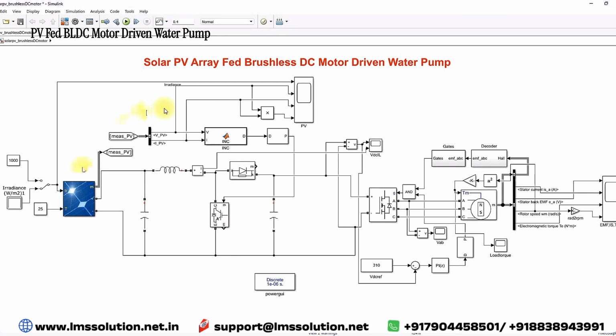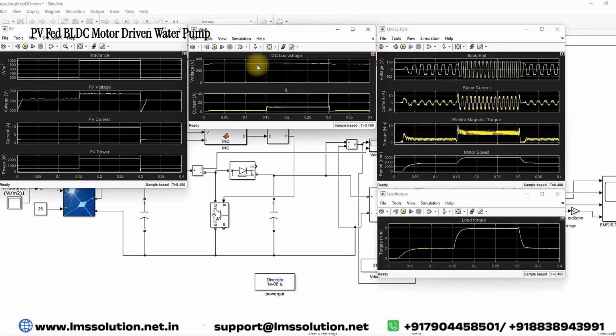Here this simulation model is going to be tested under two conditions. One is the constant irradiation condition. That means here we are going to fix 1000 watts per meter square, and then you have to check the results. Here we are measuring the DC bus voltage and the inductor current of the boost converter. So here I am going to simulate this model.